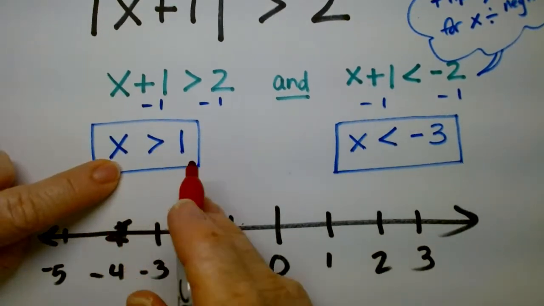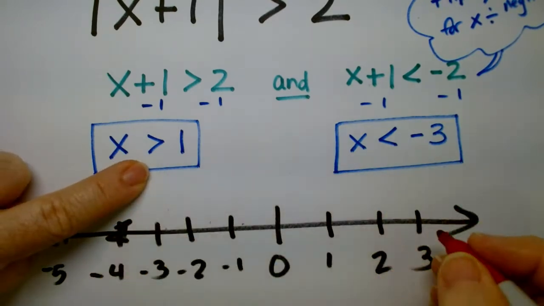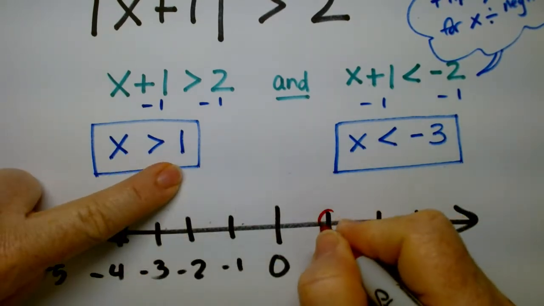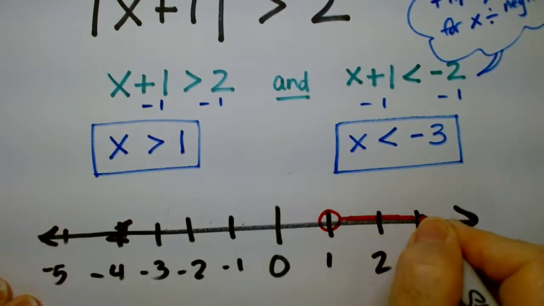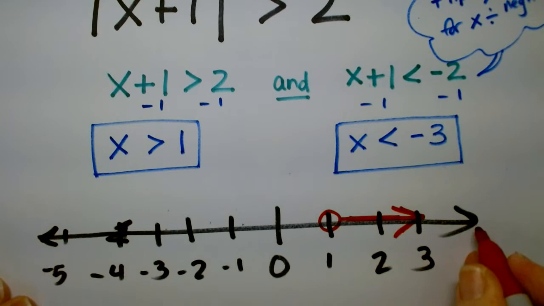X is greater than 1. Because there's not a little equal sign, we have to circle. We find the number, and we put a circle there. And then we say it's bigger than 1, so the numbers go this way. So X can be any of these numbers.